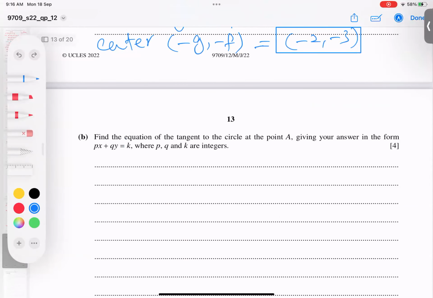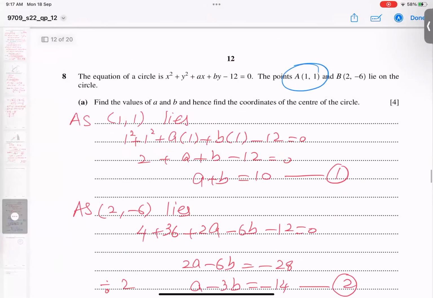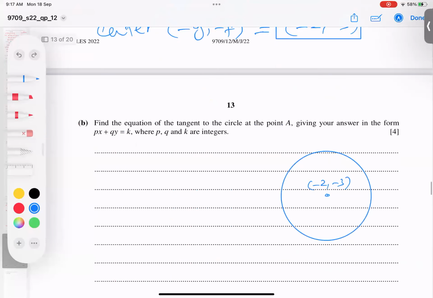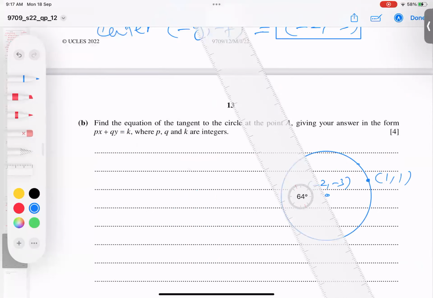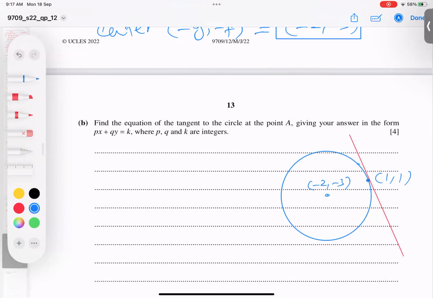And secondly, mention the equation of the tangent to the circle at A. It means the circle mentioned here. Its center is given as negative 2 and negative 3. And what coordinates do we have for A, students? 1, 1. So just imagine 1, 1 is here. And this is a tangent. You can see that a line touches the circle. This is called a tangent. So we have to find this equation of the tangent. For your knowledge, this is 90 degrees.